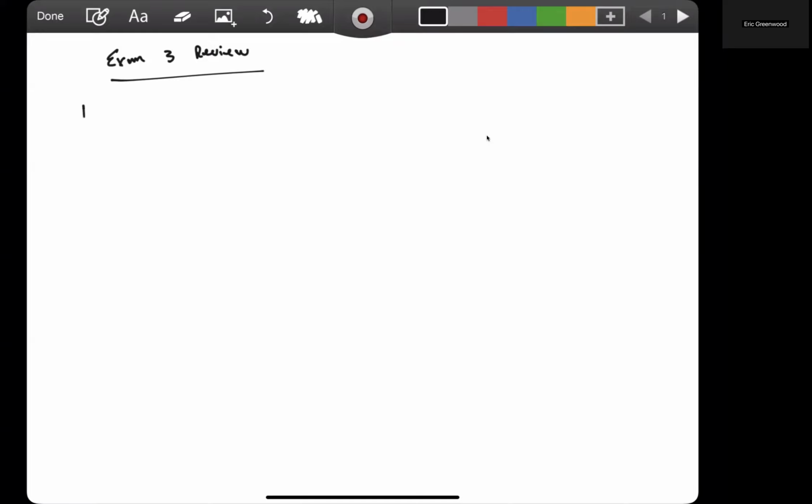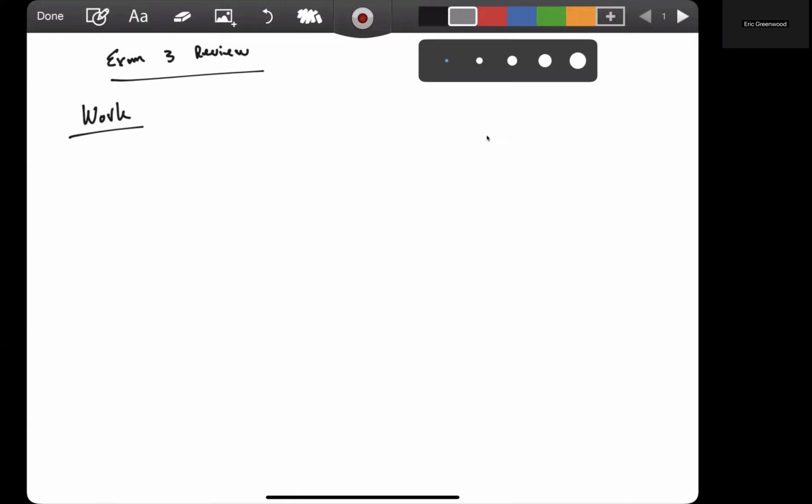So let's start off. First we had work. So this is our first chapter here. Work is actually defined in terms of an integral, but since we're not having integration on this particular exam, I'm not going to start off with that definition. I'm just going to go with the one for force equal to a constant.